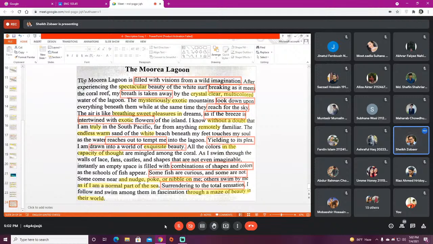So instead of saying Moria Lagoon is a beautiful place, how do you learn to write a creative expression like this, filled with visions from wild imagination? How do you train yourself so that your brain can think of this kind of creative expression without wasting much time? How do you get to this level? The simple and only answer to this question is by reading more.